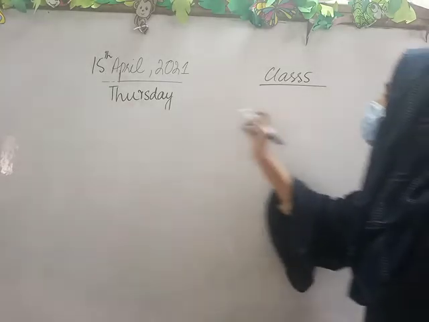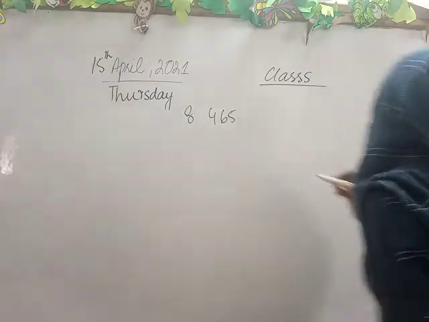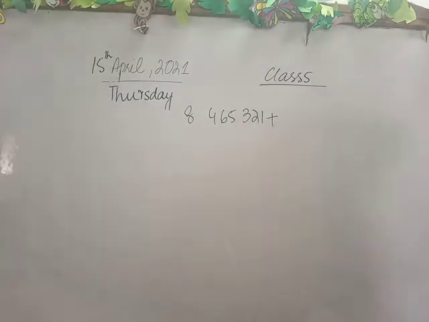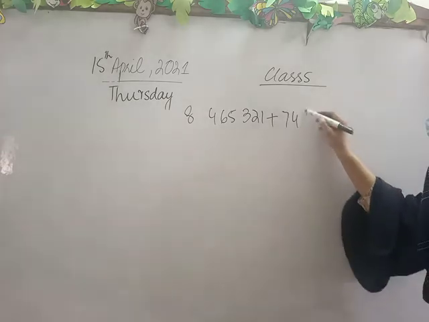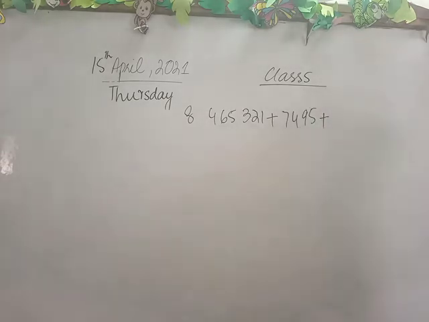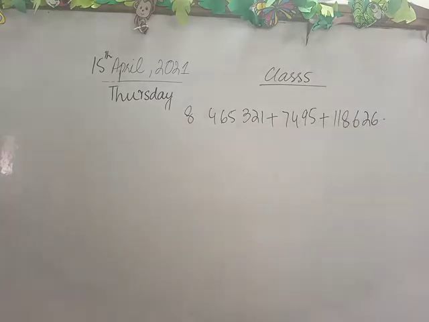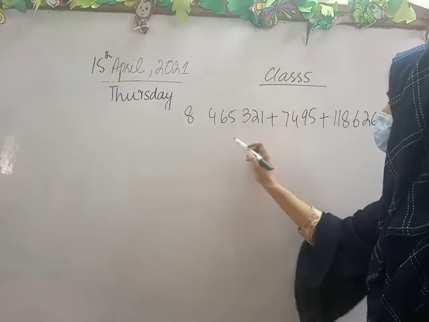I have an example: 8 space 465 space 321 plus 7495 plus 118626. Okay, I have three numbers. The first is 8 space 465 space 321. The second number is 7495. The third number is 118626. So first of all, I will write these numbers in vertical form.